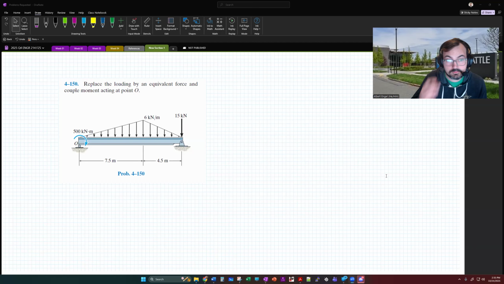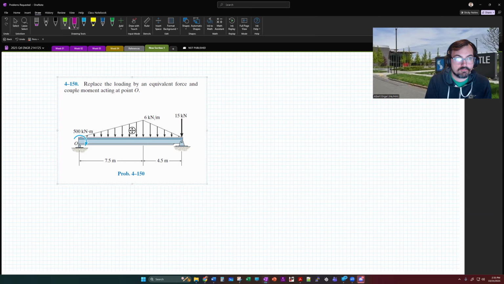The second question that was requested was a question on finding equivalent systems, specifically finding one that involves a lever arm instead of a couple moment. And I'll do both of those with this problem here. So in this case, I want to replace this loading with an equivalent force or a resultant force and a couple moment that's acting at point O.